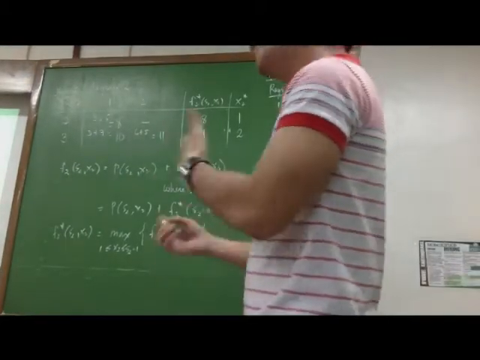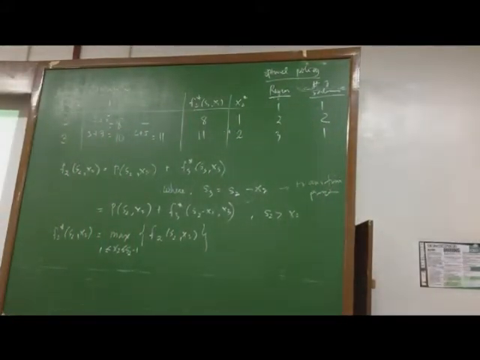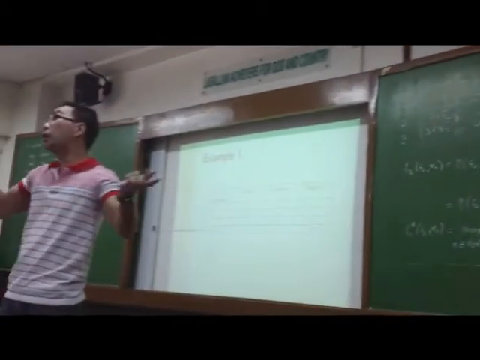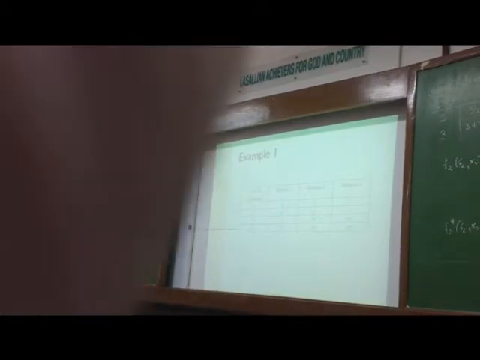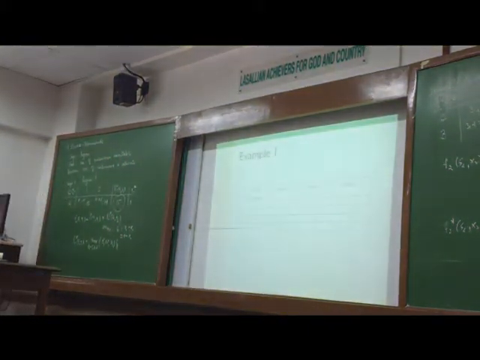Ang convention ng DP is when you construct the table, in constructing the table, you go forward. When filling out the table, you go backward. For getting the policy, you go forward. So forward, backward, then forward. That's the process.